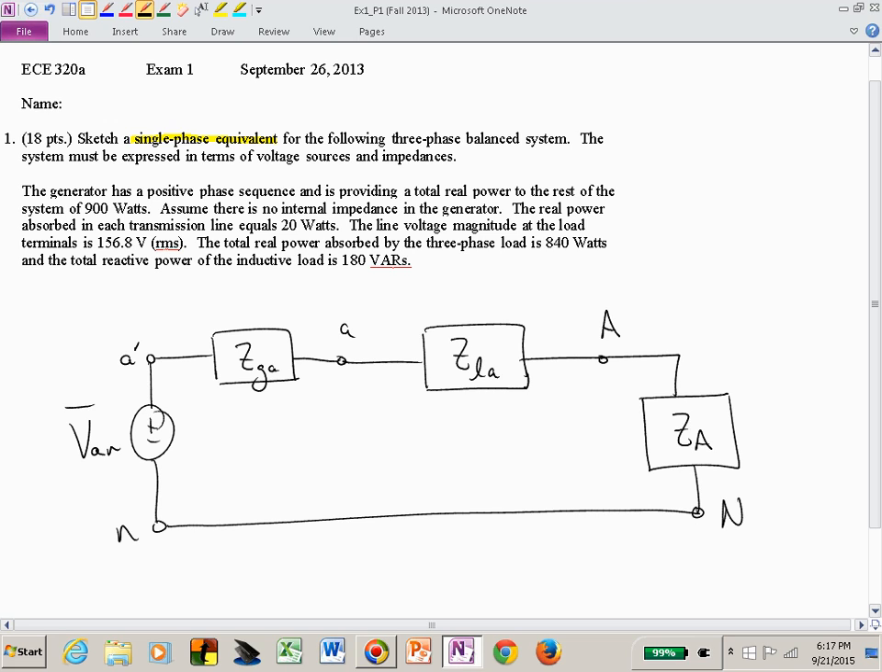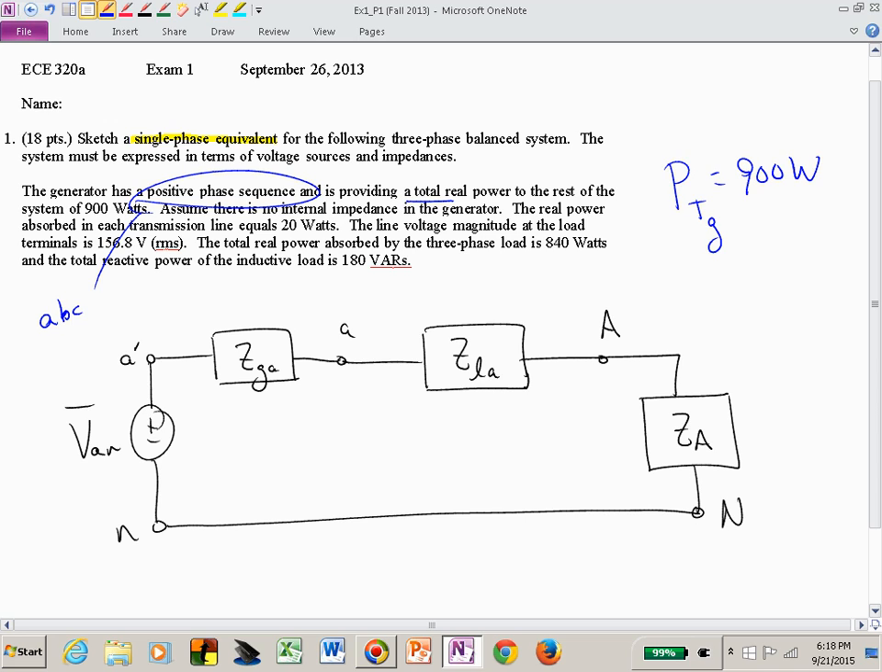The generator has a positive phase sequence, so I might say, okay, I have an ABC phase sequence. And it's providing a total real power to the rest of the system of 900 watts. So now you know your P total is 900 watts. That doesn't mean that you can assume that Q total is 0. I've only told you the real part, or the average part, and that's of the generator. So you could say either generator or source, for example.